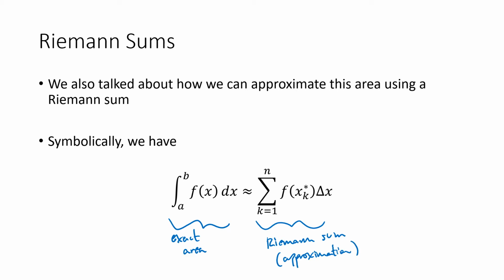And remember, that was finding areas of rectangles, where this f of x k star was the height of my rectangle, and delta x was the base of my rectangle. And so I computed base times height, found a bunch of areas, and then added them all together.